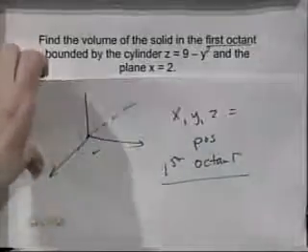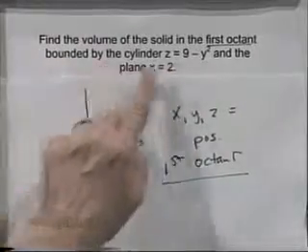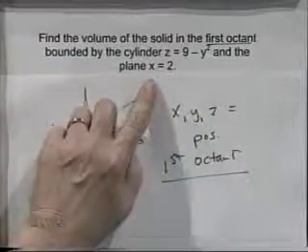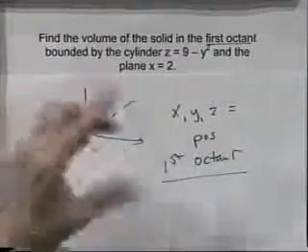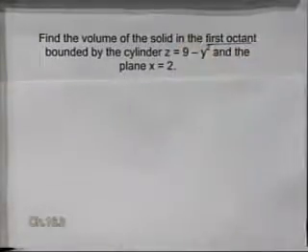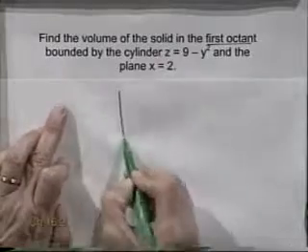So they're talking about the part, you have this cylinder, z equals 9 minus y squared, and the plane x equals 2, and you want to know what's the volume of that solid. Well, increasingly in this section, we're going to have to start drawing these pictures. So let's draw this one freehand first.